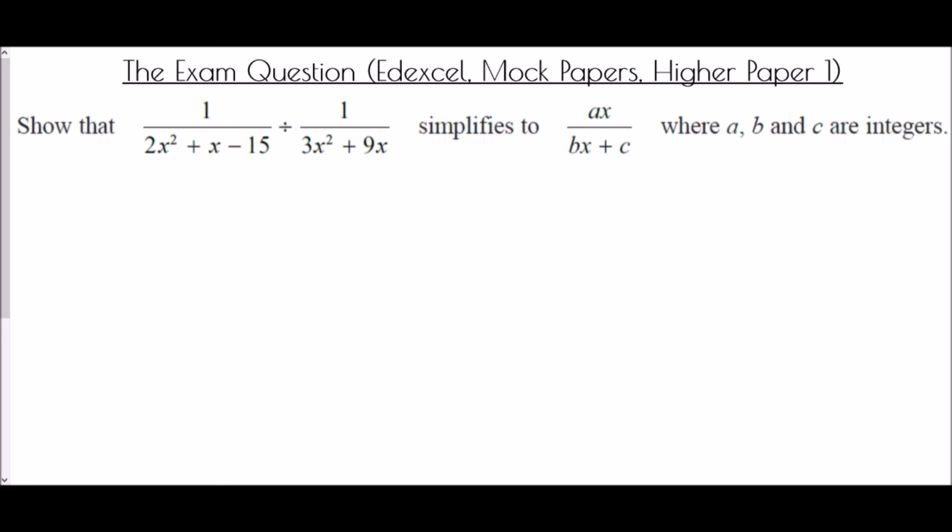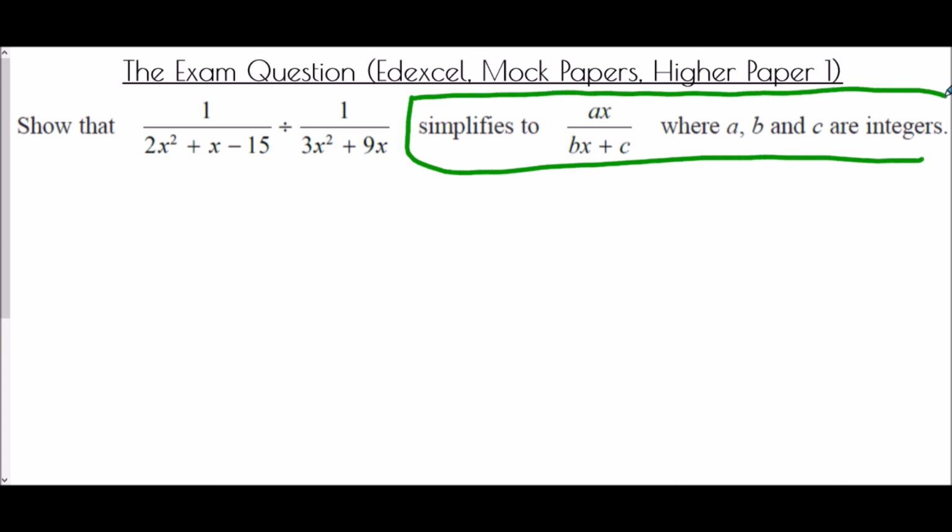Now this whole section here doesn't actually mean anything unless you want to check your answer at the very end, because all it's saying is find 1 over 2x squared plus x take away 15 divided by 1 over 3x squared plus 9x, and that at the end you'll end up with something x at the top and something x plus c at the bottom, and all of those values will be whole numbers. And so all you need to do is just check whether that is the case.